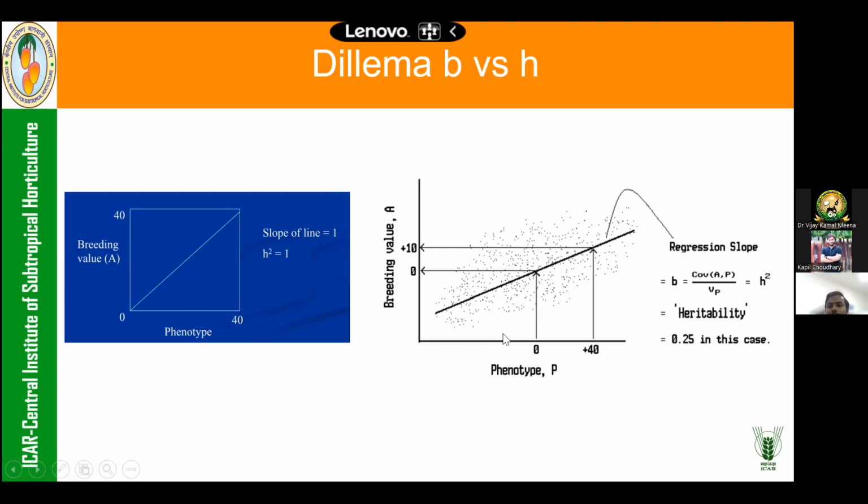Second one, you see there is 0.25 coherence, a unit change from 0 to 10 leads to a change from 0 to 40, meaning 1 divided by 4, that is 0.25. The heritability is 0.25. That is actually b.